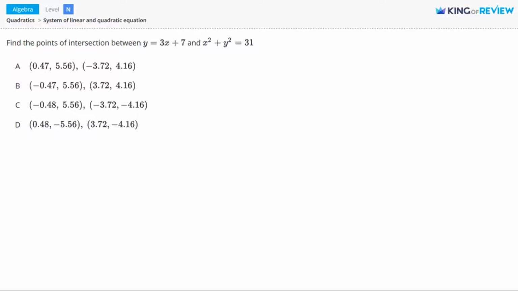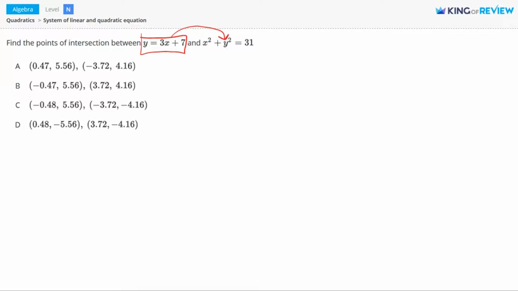Find the points of intersection between y equals 3x plus 7 and x squared plus y squared equals 31. One method for solving this problem is to use substitution. We have an equation for y equals 3x plus 7. So we're going to substitute 3x plus 7 into the second equation for y, like this.